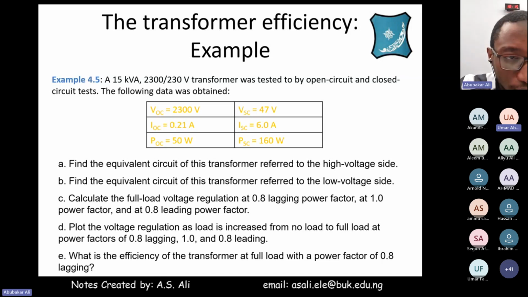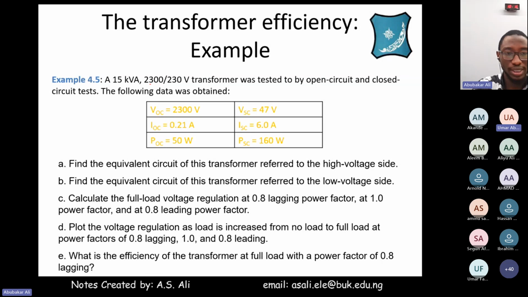Okay, so let's look at an example here. We have a 15 kVA transformer, 2300 volts and 230 volts, okay? So this is a step down transformer. They use open circuit and closed circuit tests to determine those values. We have discussed this in our previous session, how you do open circuit and how you do closed circuit tests. And when they do the test, they have the readings as you've seen here.